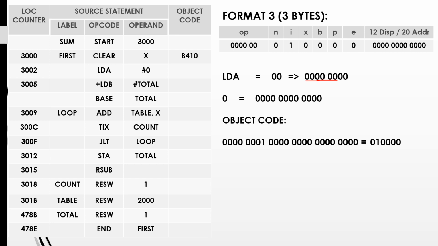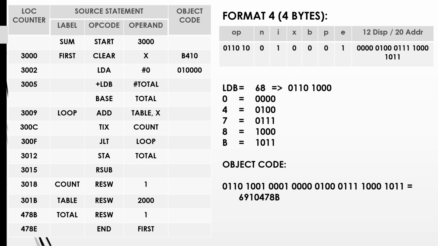And here there are 12 bits of displacement when it is format 3 and 20 bits of address when it is format 4. Here LDA has the object code 00. Then we take the opcode as 8 zeros, and the operand given is #0. It is an immediate addressing mode, and we have the base address as 0 and the program counter address as 0, so we will take the value 0 only. Here we will take the 12 bits of displacement.